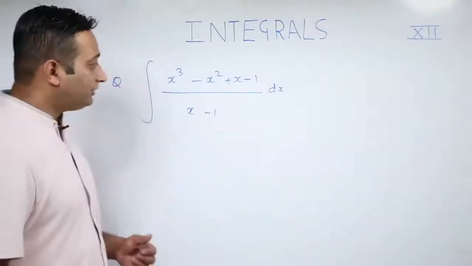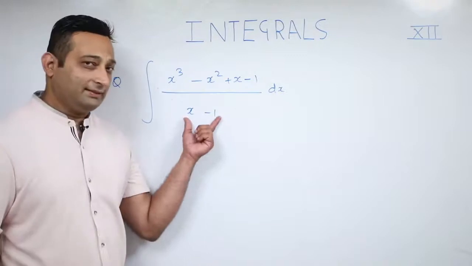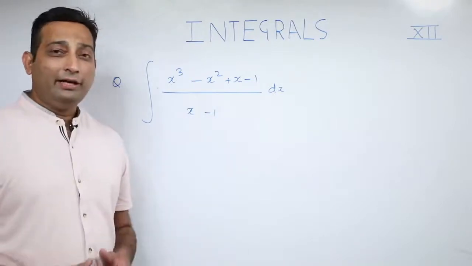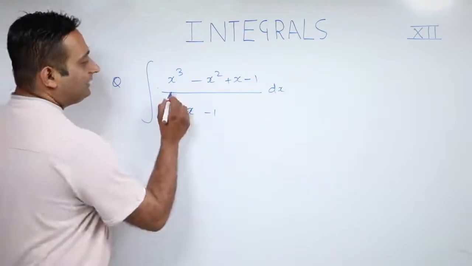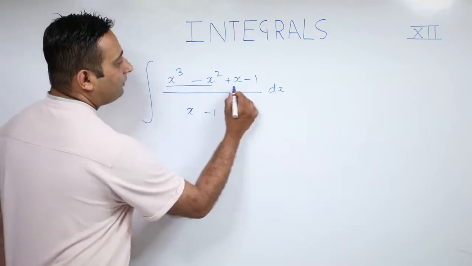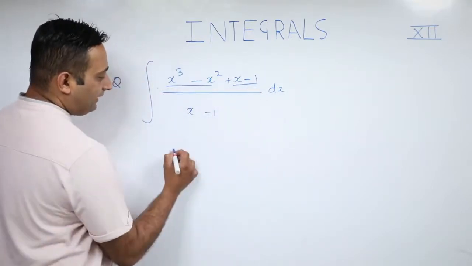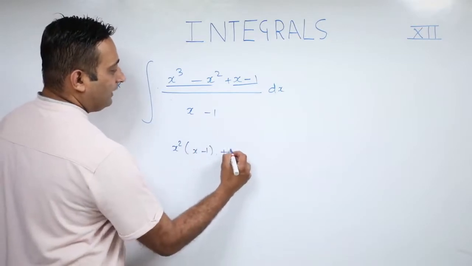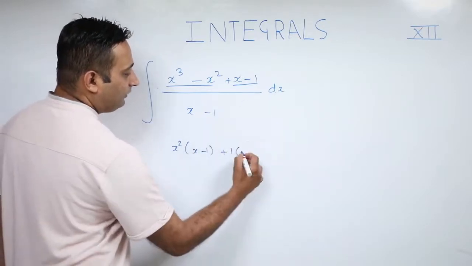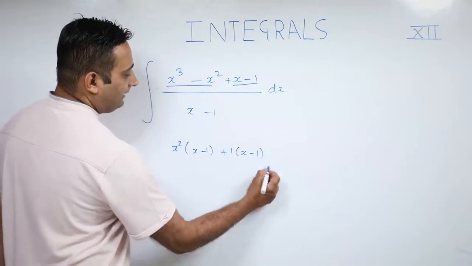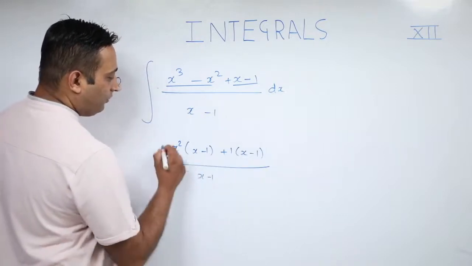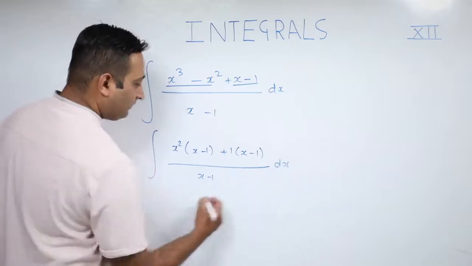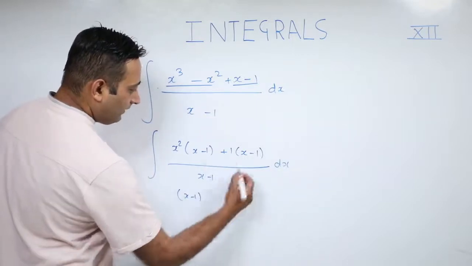Dear students, in this question you can see that there is a denominator present and we'll always try to eliminate that denominator. Now in this case you can see that there are 4 terms present in the numerator and we will take x square common from the first 2 terms and we get x minus 1 common. In the third and fourth term we take 1 common and we get again x minus 1.